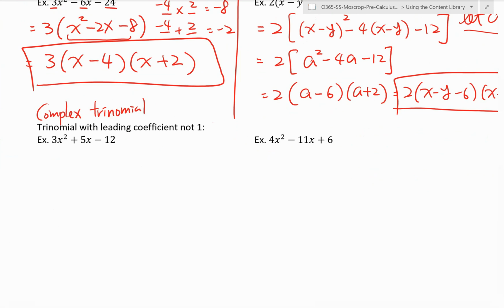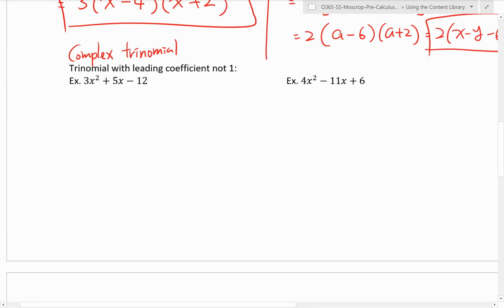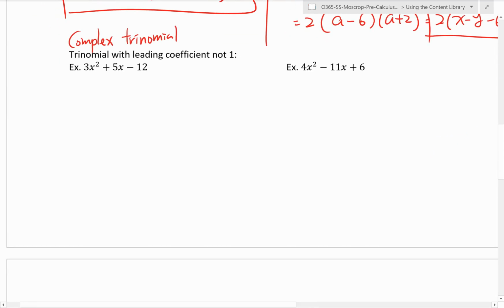I'll show you the first one, which is the most systematic. It always works. There's no exceptions. But it takes the longest time. So I'll show you this. What you're going to do with the complex trinomial, again, the first thing you always do is look for common factors. Now that's 3, that's 5, that's negative 12. There's no common factor there.